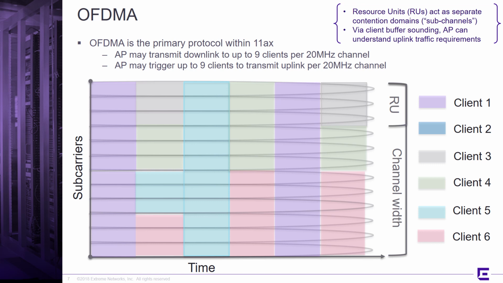Now, how does the access point know how to assign properly resource units for clients to transmit uplink? It does this by buffer sounding. There's a sounding process, which we'll cover a little bit later, where the access point simply asks the clients for their buffer depths, that is, what is in your queue and how much is there. And so that way it can assign a proper RU width for each of those clients on a per TXOP basis.